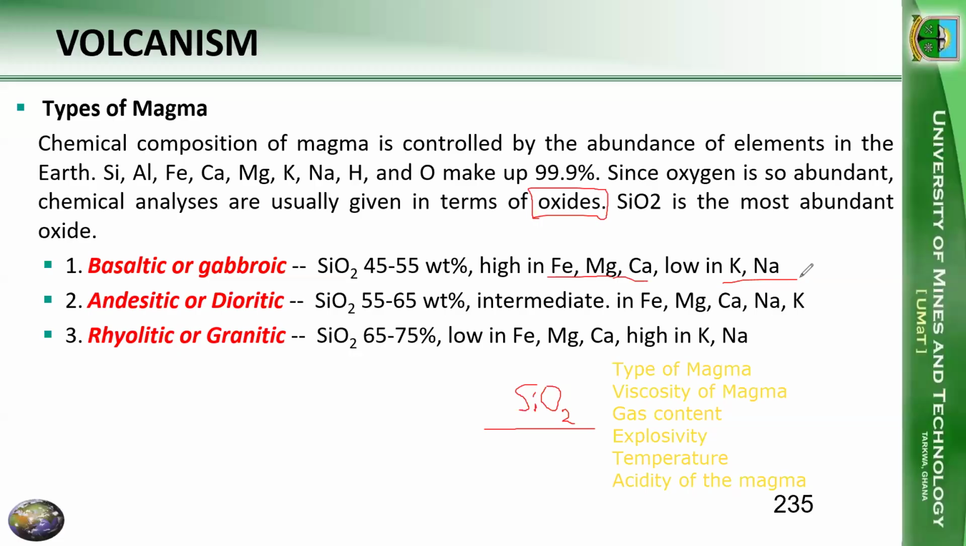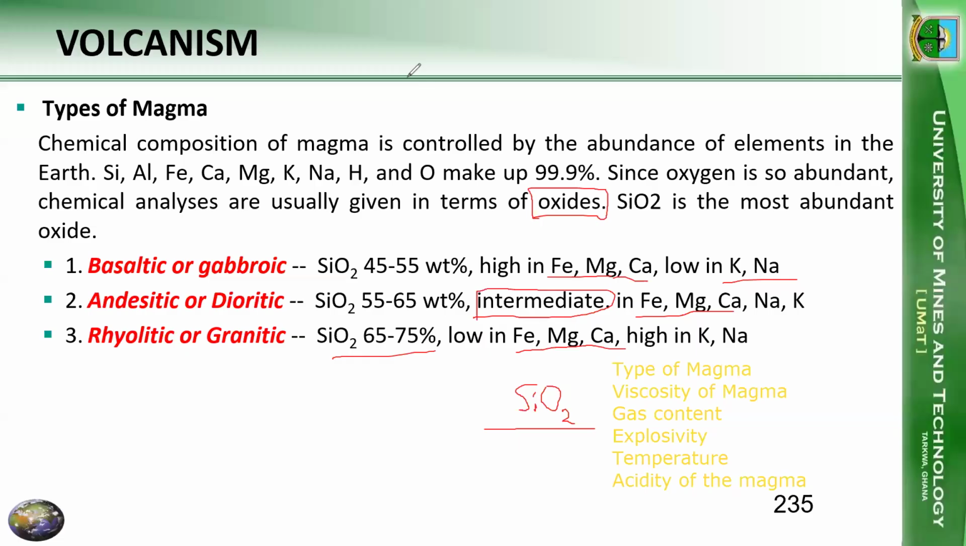What about the case of the andesitic? We will have intermediate amounts of iron and magnesium and calcium, like intermediate amounts for the intermediate magmas. So intermediate amounts of all. And in the case of the high silica content, we are going to have low iron and magnesium and calcium, high potassium and sodium.